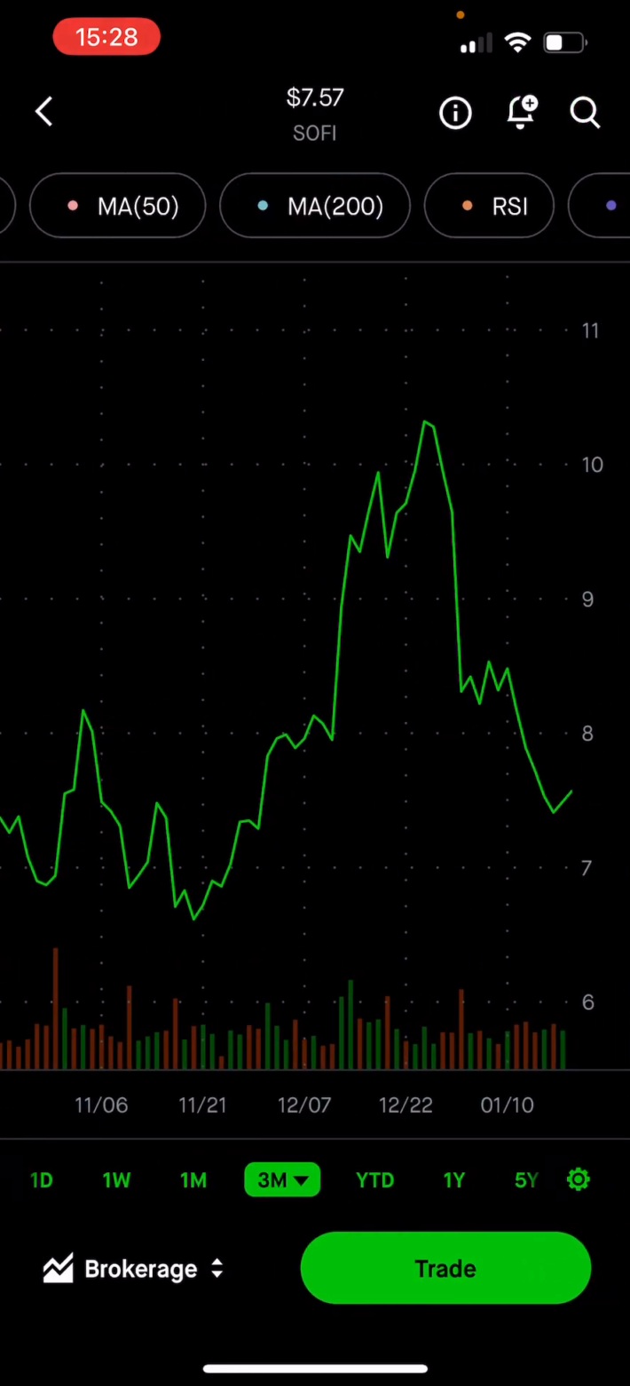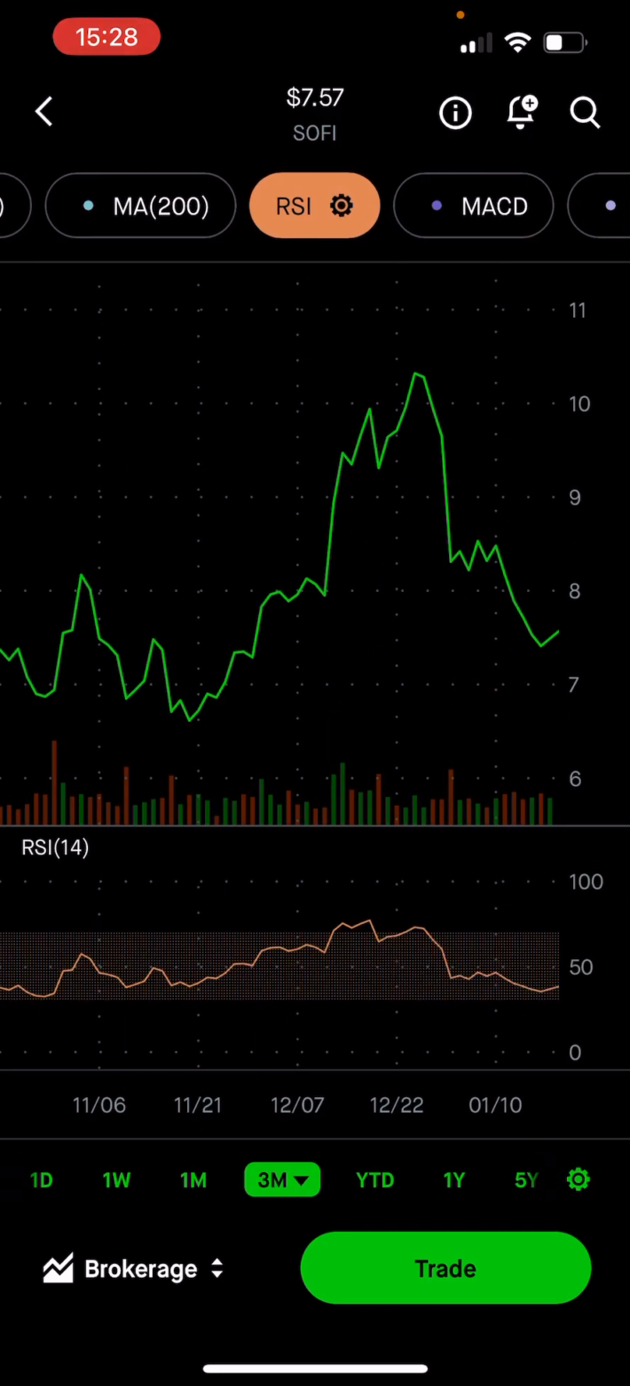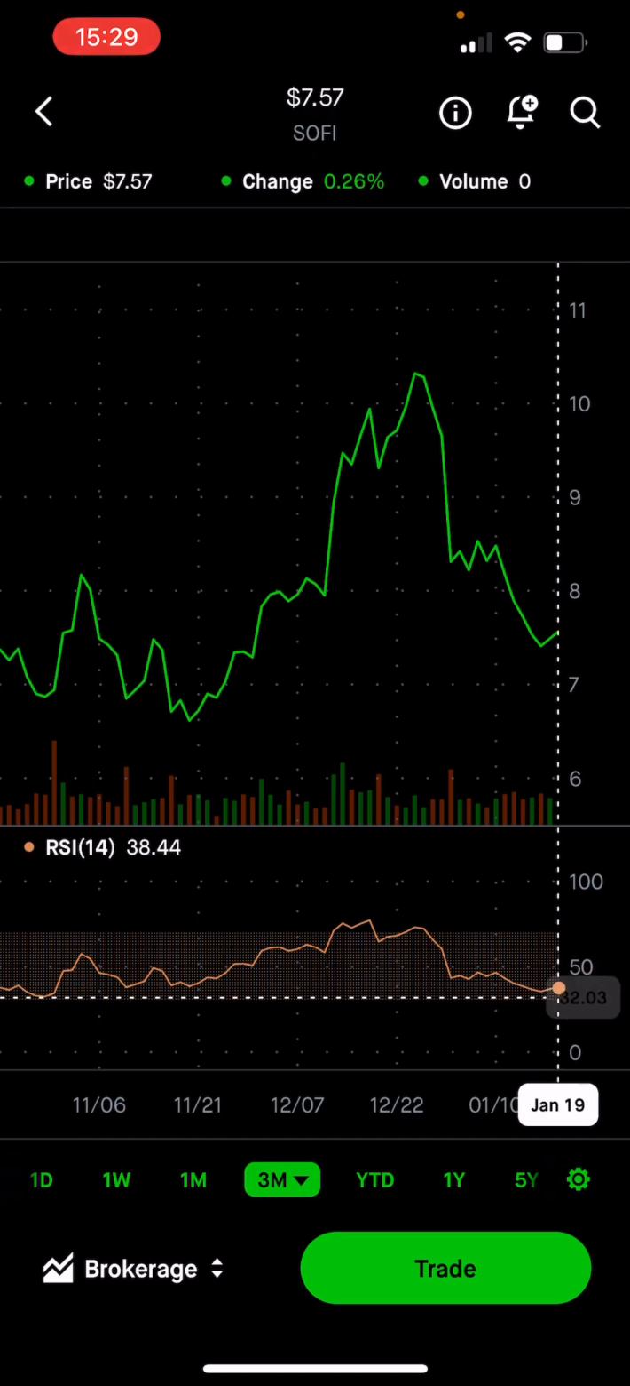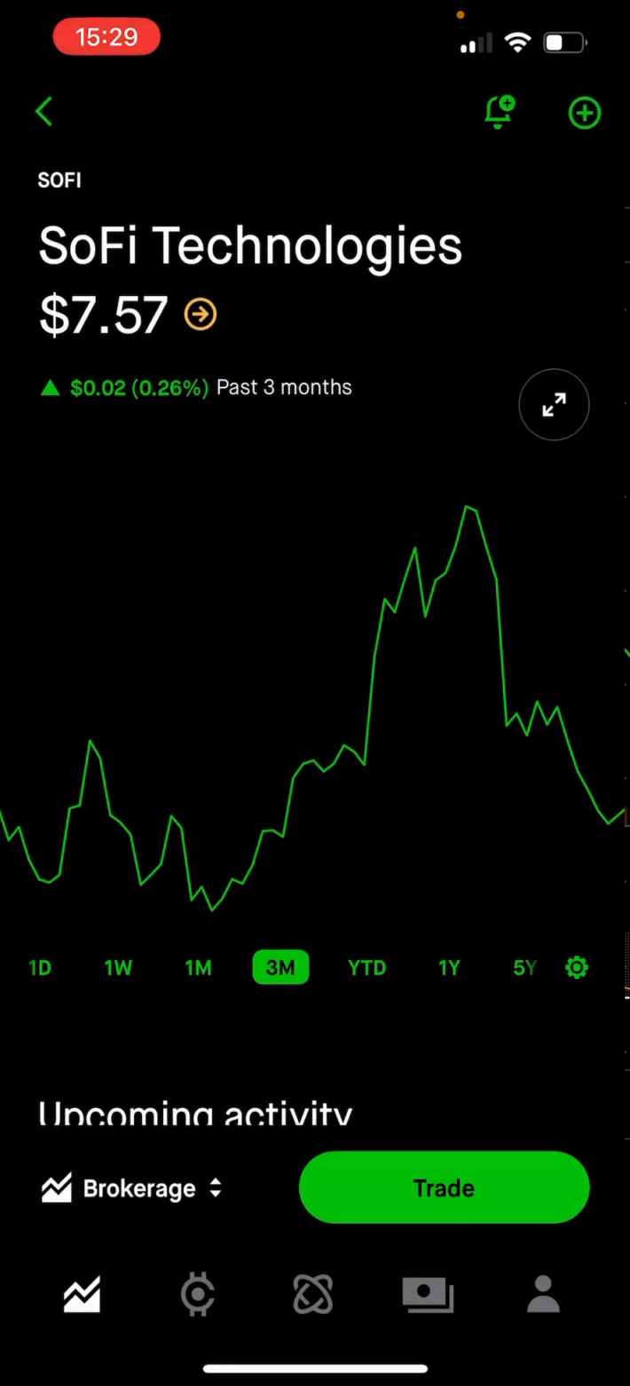The other technical I like to look at is RSI. The RSI shows if a stock has been oversold or overbought. If I click on the chart of the RSI, we can see that it's currently at 38. For a cash secured put, anything between 30 and 40 is a good starting point. The lower the RSI, the more oversold a stock is. The higher the RSI, like at a 60, the stock has been overbought.